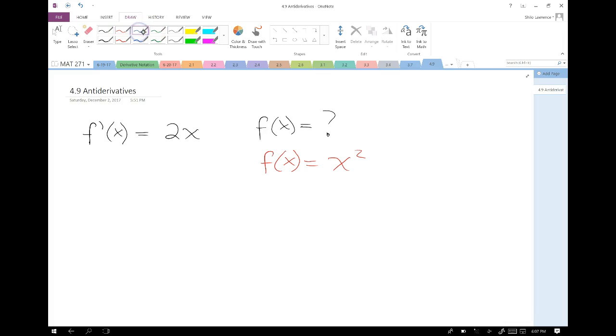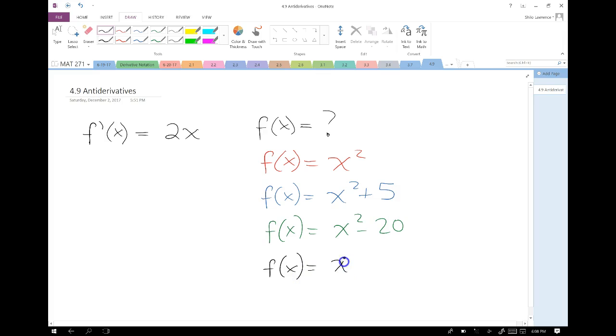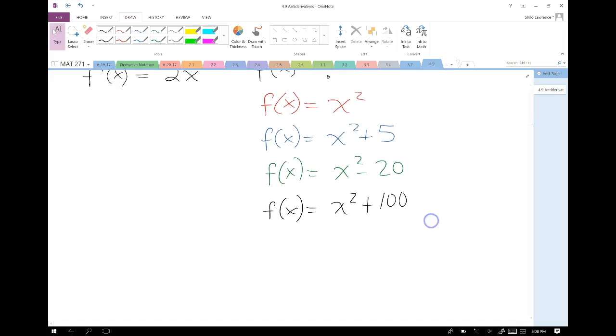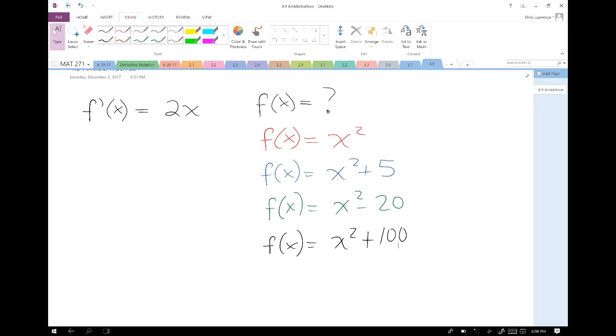But think about this. What is the derivative of x squared plus 5? That's also 2x. What is the derivative of x squared minus 20? That's also 2x. What is the derivative of x squared plus 100? That's also 2x.